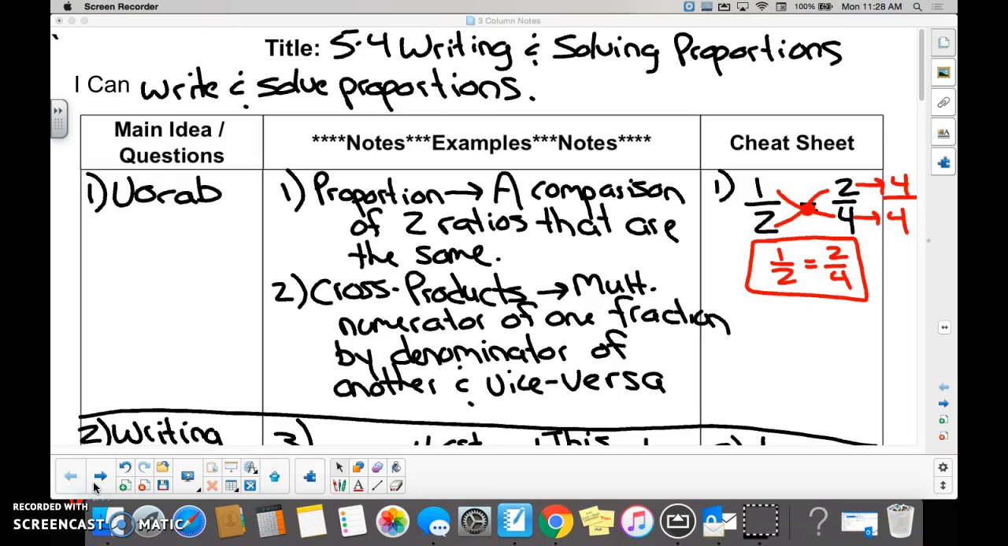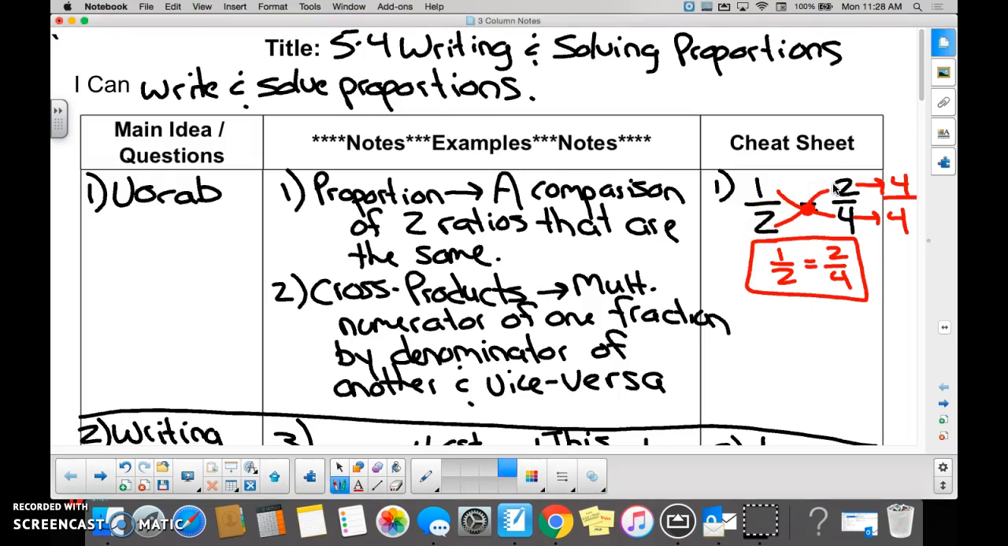They are words we've already had. The cheat sheet, I think, is probably the best thing for you to look at in main idea number 1. It just shows that 1/2 is 2/4, which you all know, because if you reduce them, they reduce to the same thing. But we use cross products to prove proportionality. We know that if you multiply 2 by 2, you get 4. And if you multiply 1 by 4, you get 4. Since both of them are the exact same thing, they must be proportionate by the example of cross products.